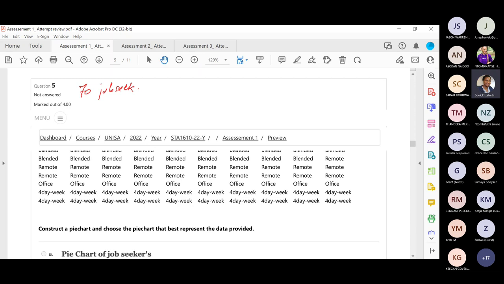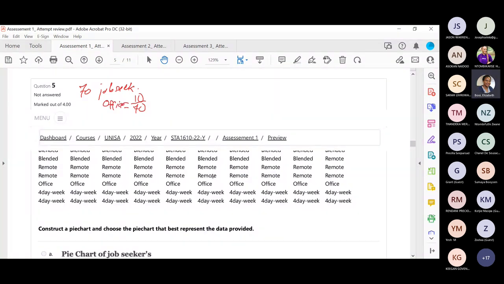So there are 70 of them. I was saying in the exam, because you don't have all the time to go and create a pie chart and do all of them, I would suggest you count either the blended or the 4-day. Maybe the easiest one is to count the office. If these are the only values I see here, for office there are 1, 2, 3, 4, 5, 6, 7, 8, 9, 10. So you will take 10 divided by 70, depending on the data that you got. So this will be office.